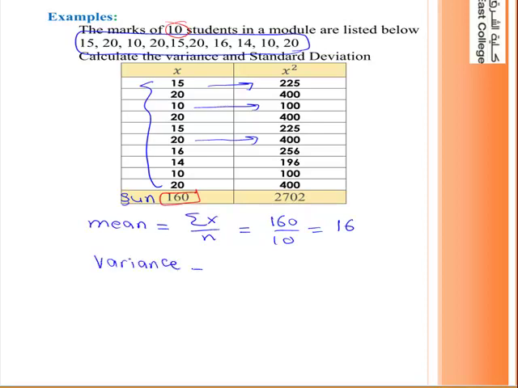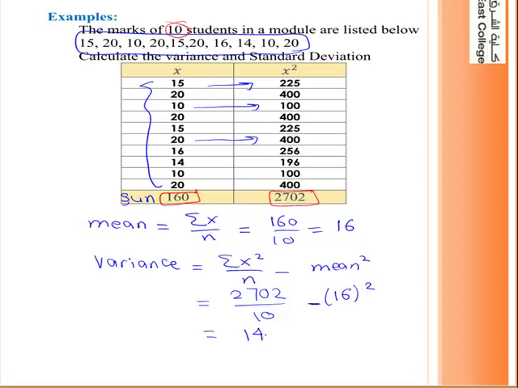Then variance is equal to the summation of the squares of your values divided by n, minus mean squared. And as the table shows, the summation of x squared is equal to 2702 for 10 students. So let's substitute. This will be equal to 2702 divided by 10 minus mean squared. And the mean squared means 16 squared. So this will give you the value of 14.2, and this is your value of variance.